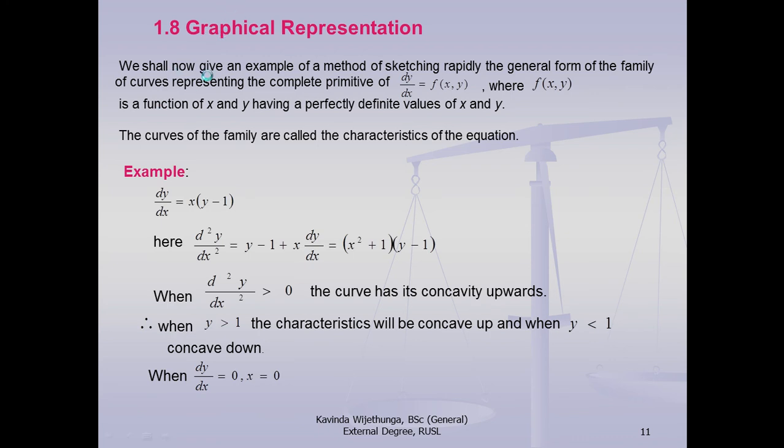We shall now give an example of a method of sketching rapidly the general form of the family of curves corresponding to the complete primitive of dy by dx equals f of x comma y, where f of x comma y is a function of x and y having perfectly definite values of x and y. The curves of the family are called the characteristic curves. As an example, here given dy by dx equals x times y minus 1.